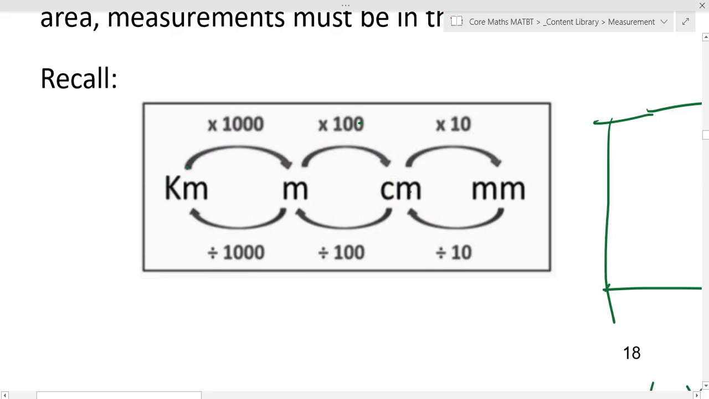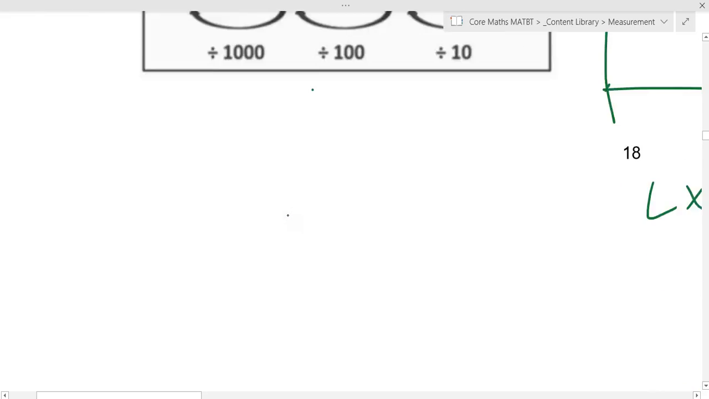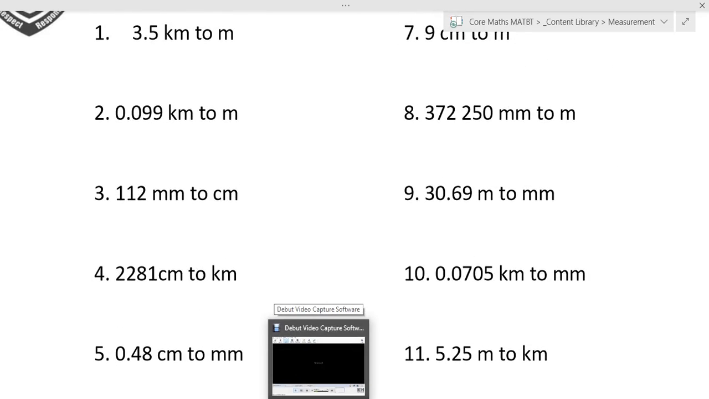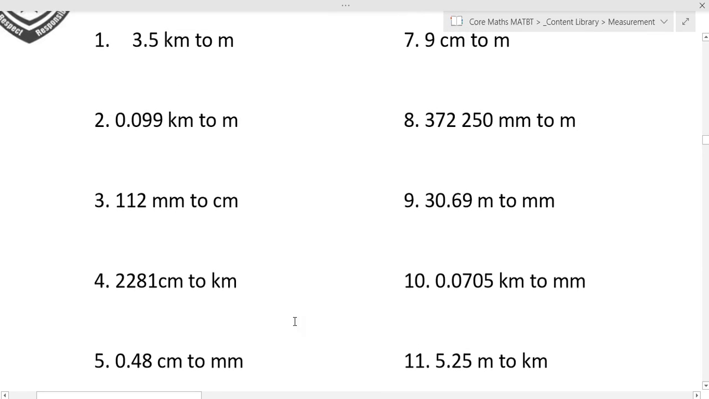If you want to go from millimeters to meters, that means you have to divide by 10 and then divide by 100 as well. So you've got to do both of them. So keep that in mind with these questions here. I'll give you guys maybe 2 minutes to do these. You might need your calculator for these questions. So let's convert those units to the corresponding ones.